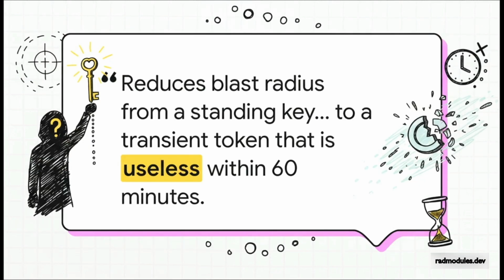And this example just brings it all home, doesn't it? If an attacker nabs a static key, they could have access for months, maybe years. But with workload identity, that same stolen credential is totally useless in less than an hour. You're taking that blast radius, the amount of damage an attacker can do, and shrinking it down to almost nothing.